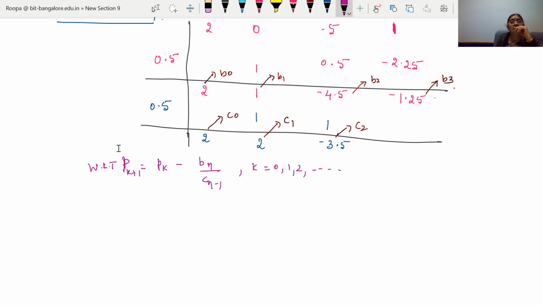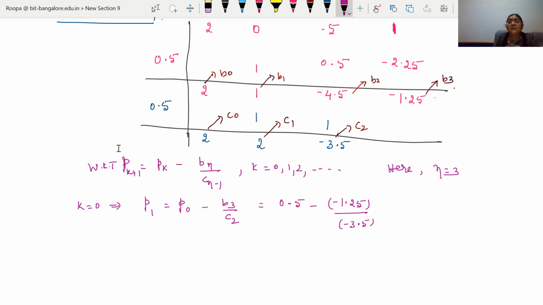Now here I have to put k equal to 0. That implies we get the first iteration value. P1 equals P0 minus B_n divided by C_{n-1}. Here n is the order of the polynomial, which is 3. So B3 divided by C2. What is my P0? They given 0.5, minus B3. My B3 value is minus 1.25, divided by C2, which is minus 3.5.